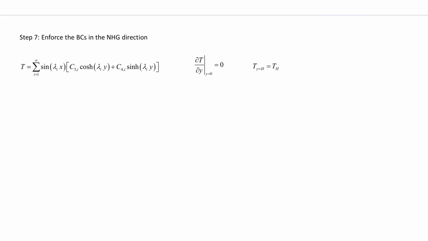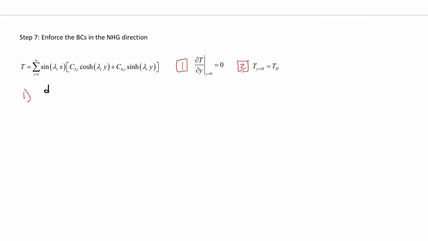All right, our boundary conditions. Let's call this boundary condition here 1. Let's call this boundary condition in temperature, boundary condition 2. No particular order there. So let's just start with boundary condition 1.